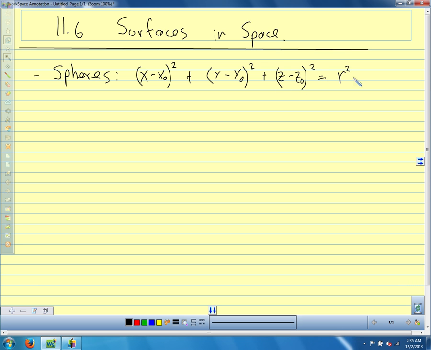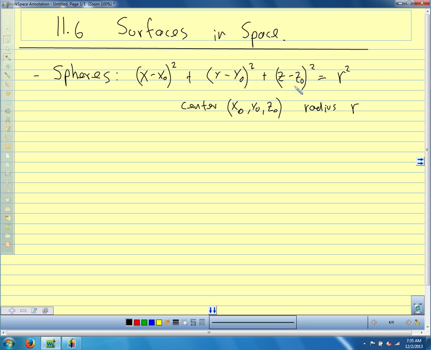So there's our equation for a sphere in space, and our center is (x0, y0, z0), and the radius is r. This follows along from the distance formula, really, in 3 dimensions, the Pythagorean theorem in 3 dimensions. That's where these terms come from. So sphere in space, distance formula in space, just an extension of circles and distance in the plane.